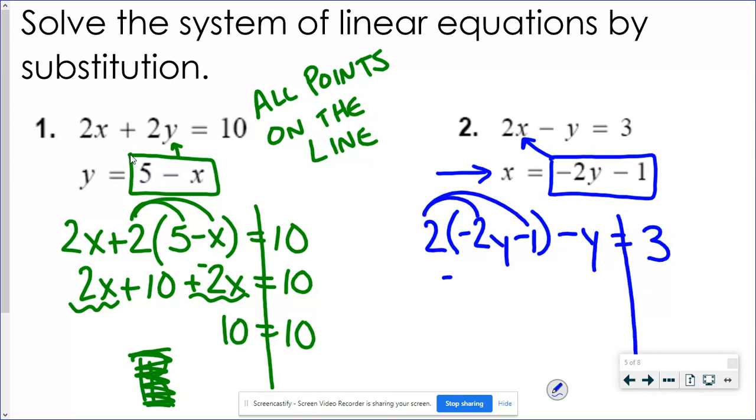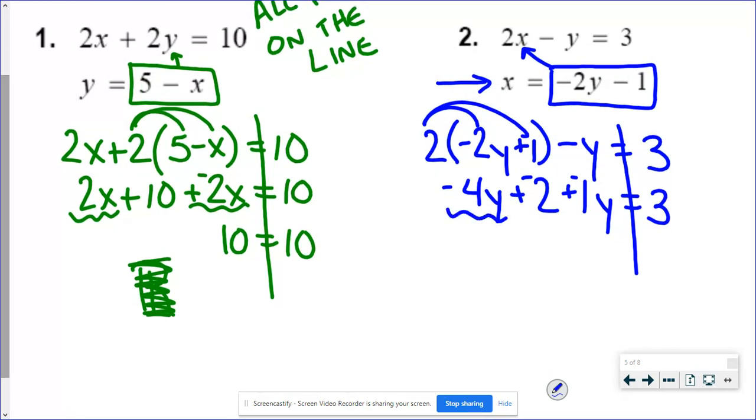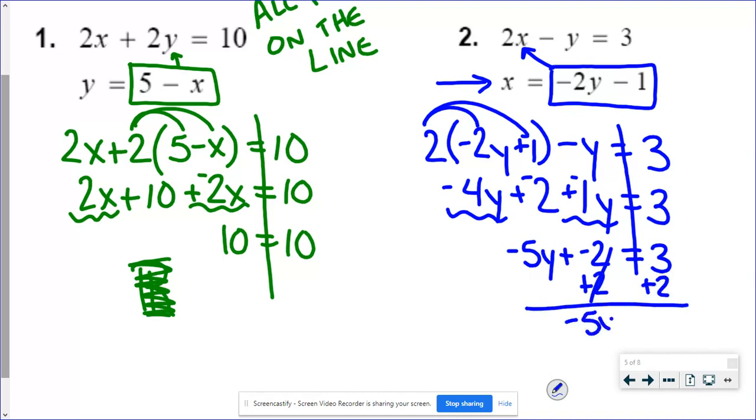Distribute. -4y. 2 times a -1 would be a -2. I'm going to sneak a 1 in front of that y, and I'll even do a keep, change. Give me a little bit more space here. When I combine my y's, remember they're on the same side. -4y and -1y is -5y. Then I want to get rid of my -2 with a +2, or adding 2. -5y equals 5. And then we're going to divide by -5.